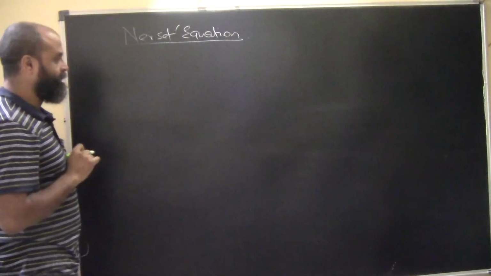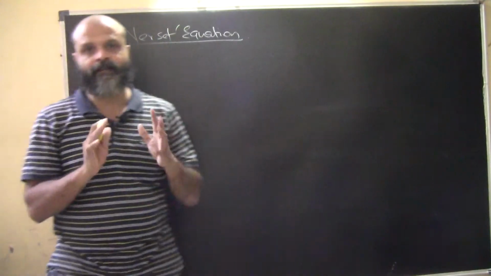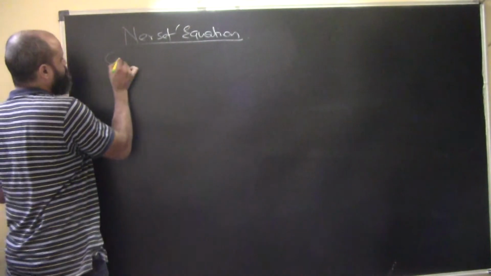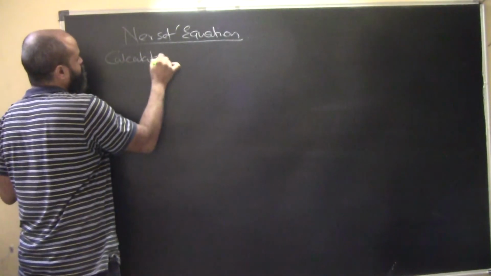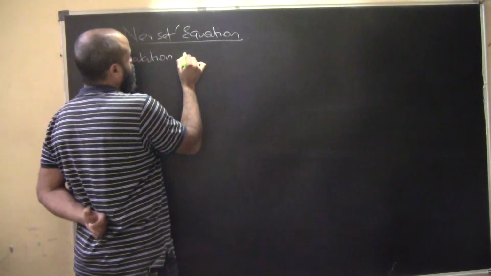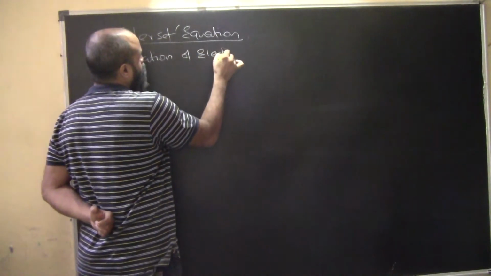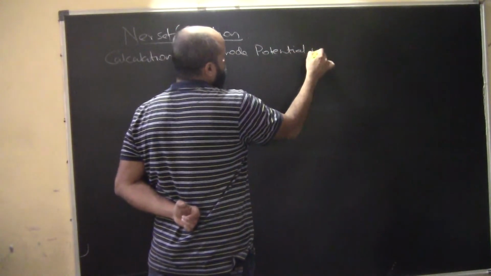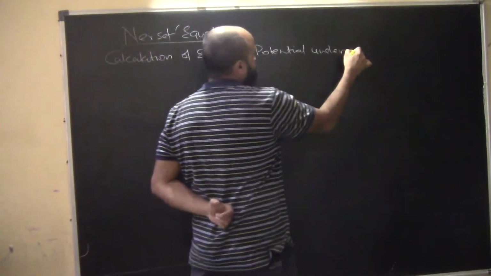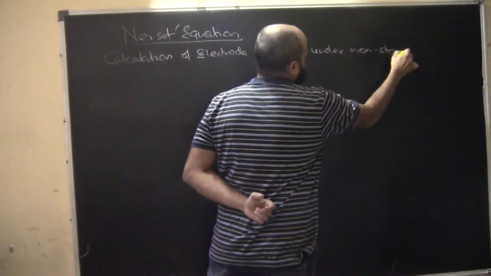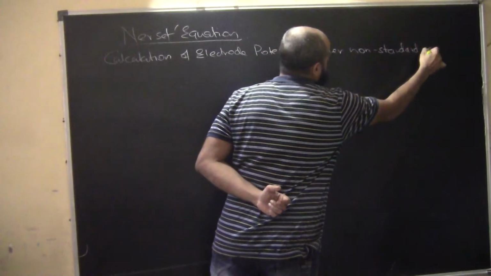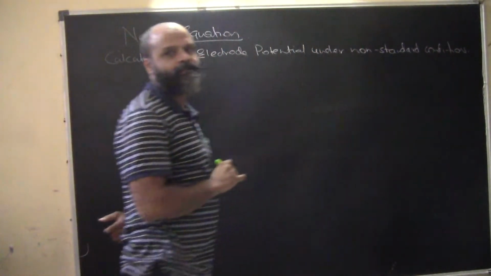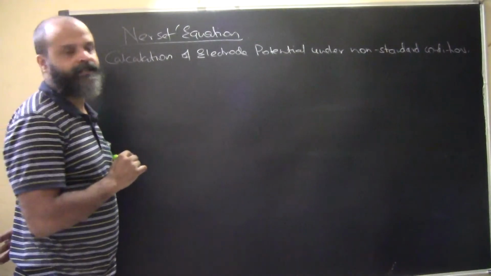Now when we talk about standard conditions, the Nernst equation is used for calculation of electrode potential under non-standard conditions. So what do we have here? Calculation of electrode potential under non-standard conditions. So what are these non-standard conditions?